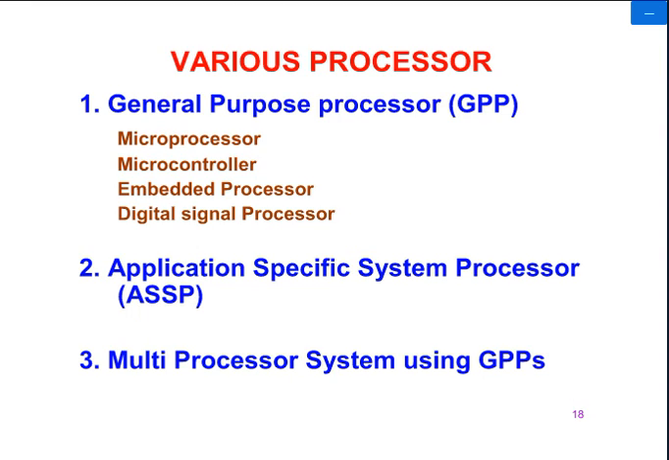So there are various types of processor. General purpose processor, which is used to perform the general operations, like the microprocessor, microcontroller, embedded processor, digital signal processor. Now we may ask what is the difference between the microcontroller and the embedded processor?